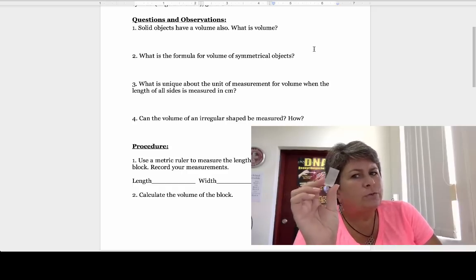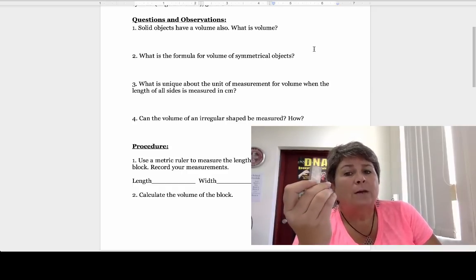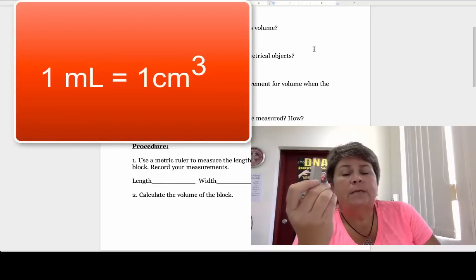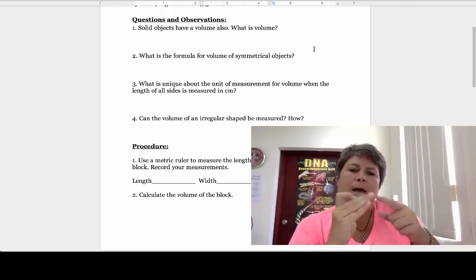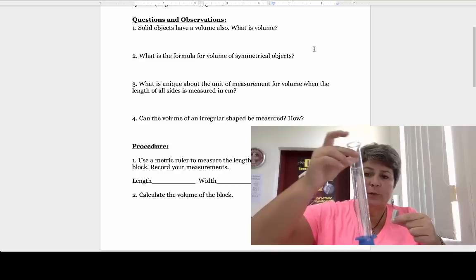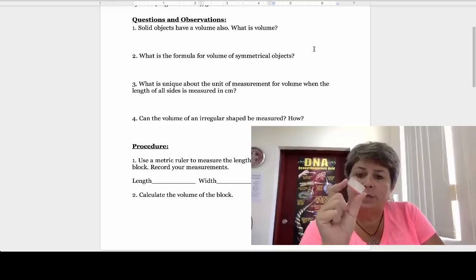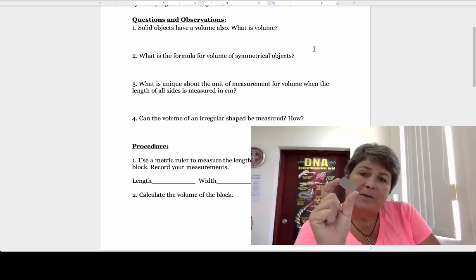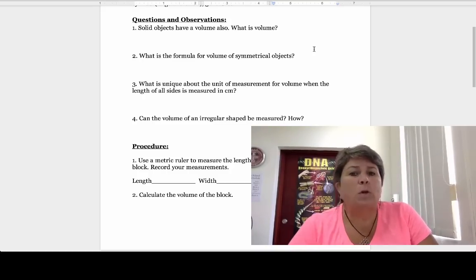It's very important that you use centimeters as your unit of measurement for length, because remember, I also told you that 1 milliliter is equal to 1 cubic centimeter. So that will make comparing volumes that you do with a graduated cylinder very easy. It's very easy to compare volume when you do a symmetrical object with a metric ruler, because 1 milliliter is equal to 1 cubic centimeter.